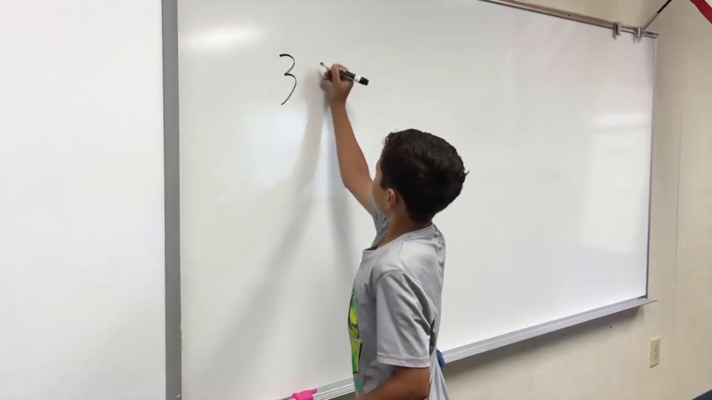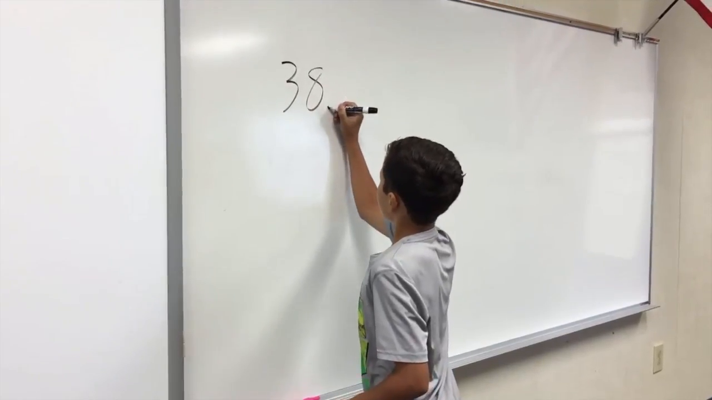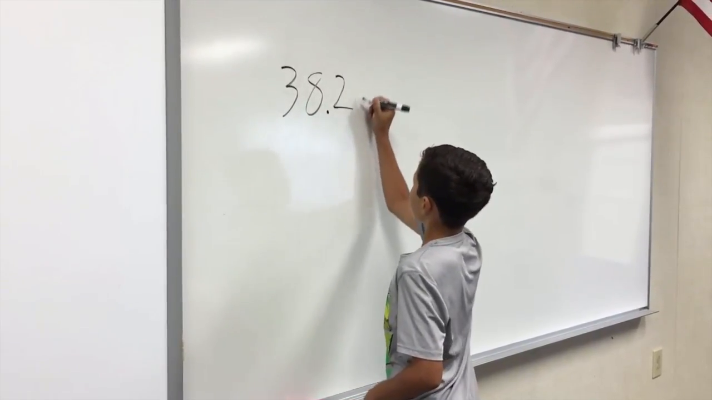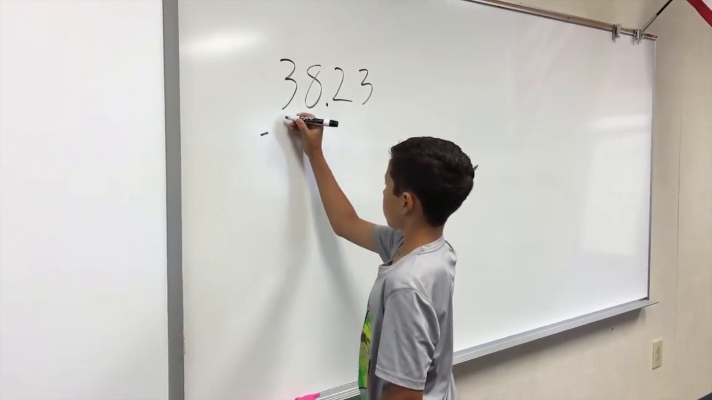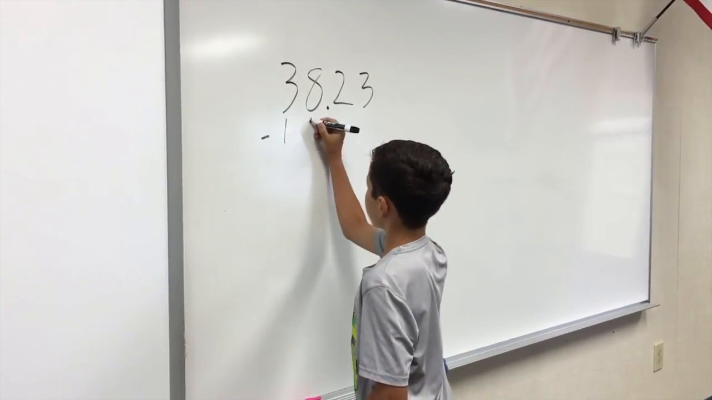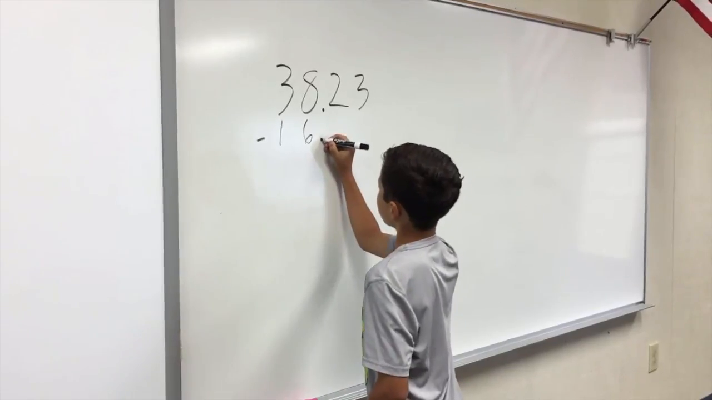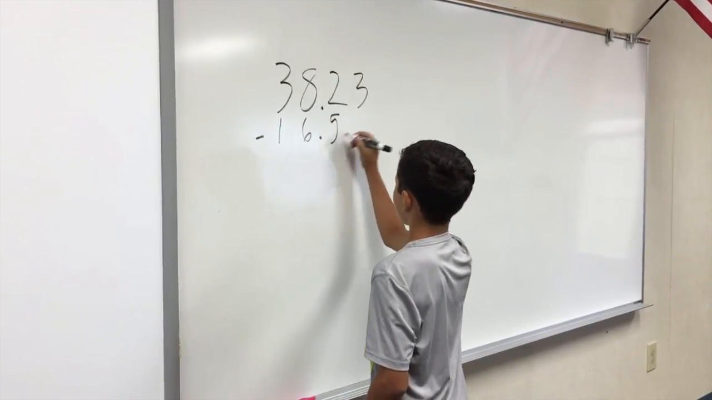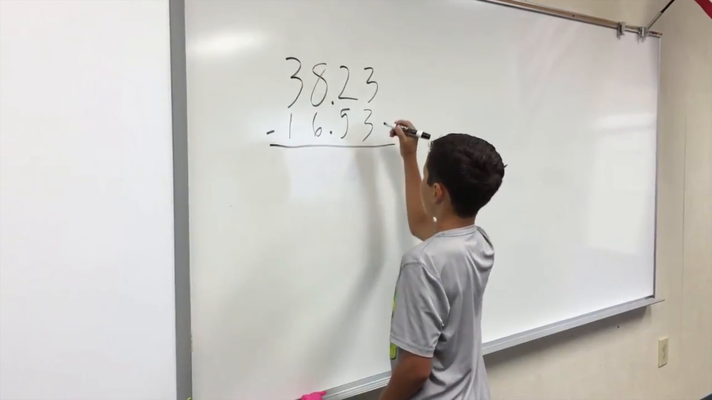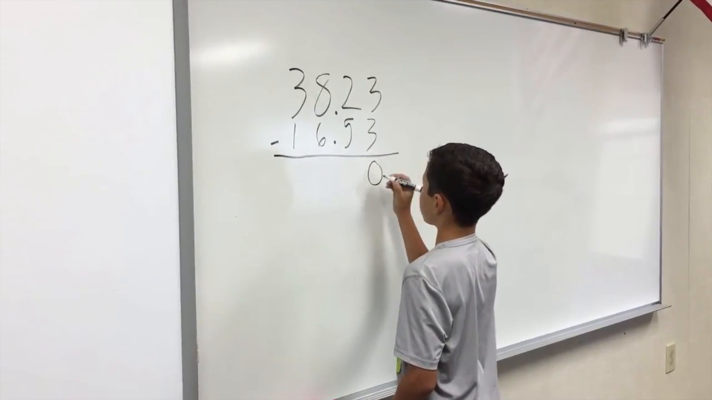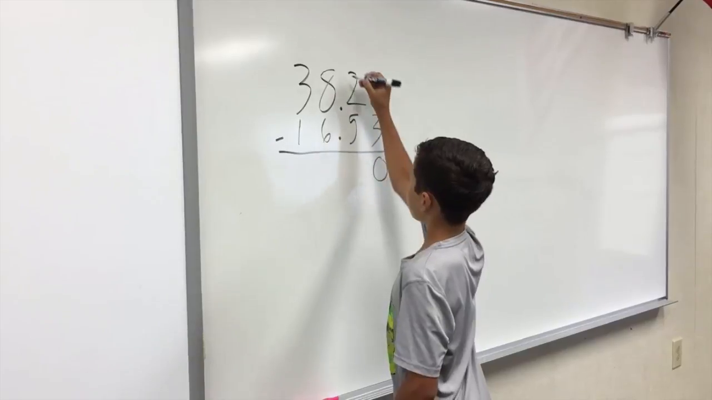Madden is solving 38 and 23 hundredths minus 16 and 53 hundredths. First, he is writing the problem vertically on the board and aligning the decimals on top of one another. Now he's starting to subtract in the hundredths column. He is making his way left through the place value columns.